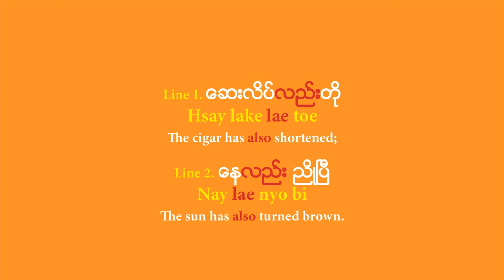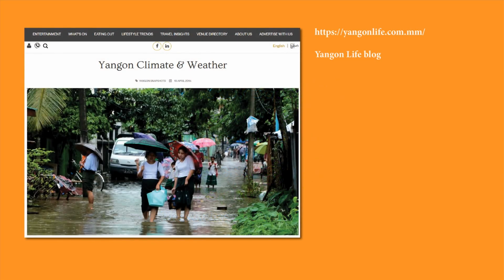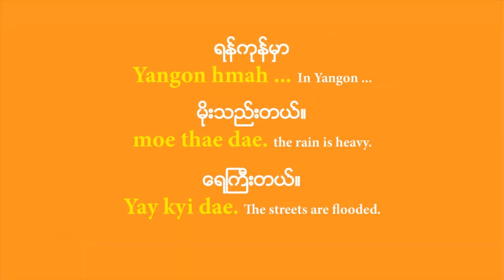How might you use this particle if you want to describe, say, the weather? How about describing two things happening in Yangon during monsoon season? The streets are flooded, the rain is heavy. First, you identify the topic of the sentence or the place where the event is happening. So you say Yangon Ma. That's how you say in Yangon or at Yangon.